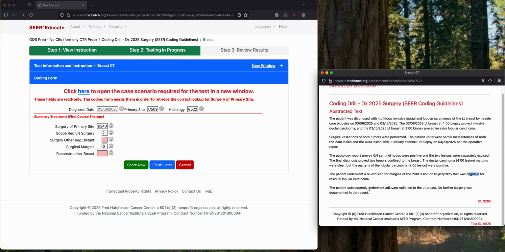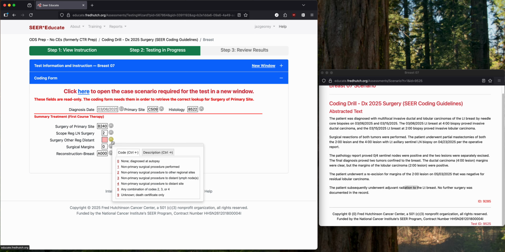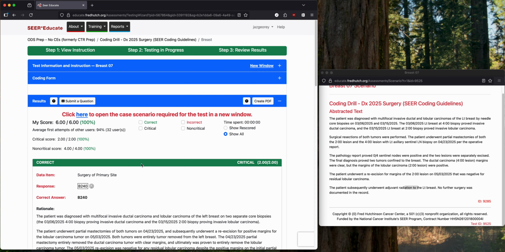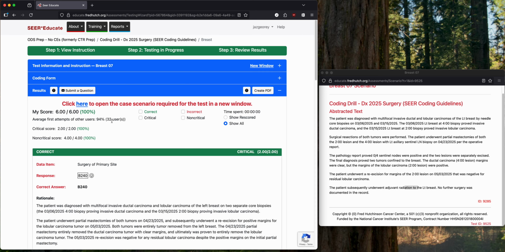And then they had radiation at the left breast and no further surgery. So reconstruction, A000. This one, usually 0, because I think it has to do with if the patient has passed away. For now, and there you have it.